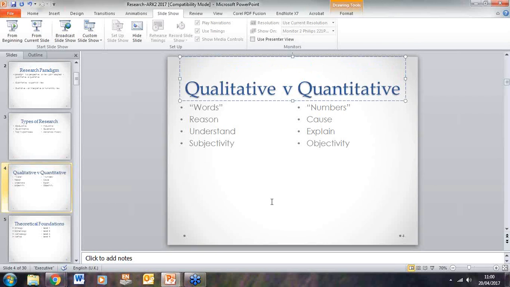Right. Qualitative research on the left. We're looking at words, not necessarily, but that, which is why I've put it in inverted commas. But we're looking for reason. We're seeking to understand something. So there's a level of subjectivity. On the opposing ontology, we are looking at numbers. So we're looking at a causal relationship. So we're seeking to explain something, and there's a level of objectivity. And when I'm talking about subjectivity and objectivity, I'm talking about the stance that the researcher is taking to the methods and the data that they're collecting.